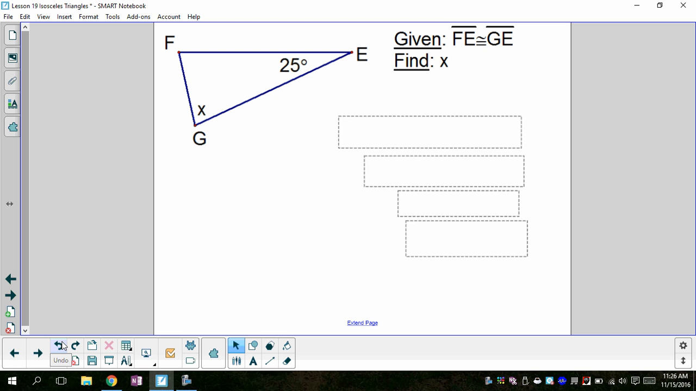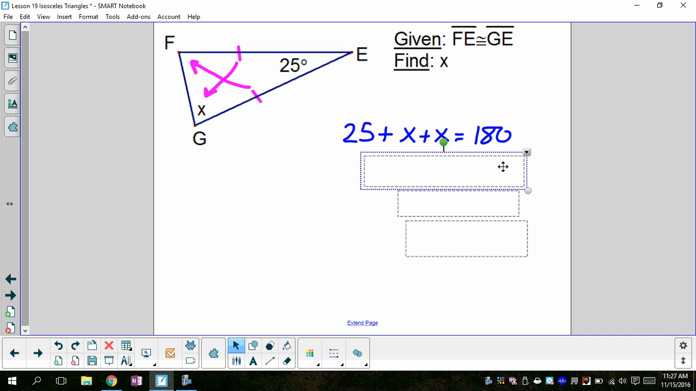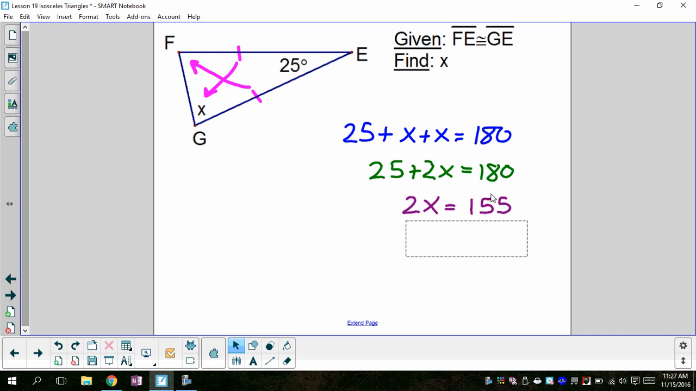So I want you to go ahead and pause here and give this one a shot. So I told you that FE and GE are congruent. Those are the legs. That means the angles across from them are my base angles that are congruent. So just like in the first one we did, G and F are congruent. That makes them both X. So if I add X plus X plus 25, they should add to 180. Do a little bit of algebra, and I'll find that X is 77.5. These angles are both 77.5 degrees each.